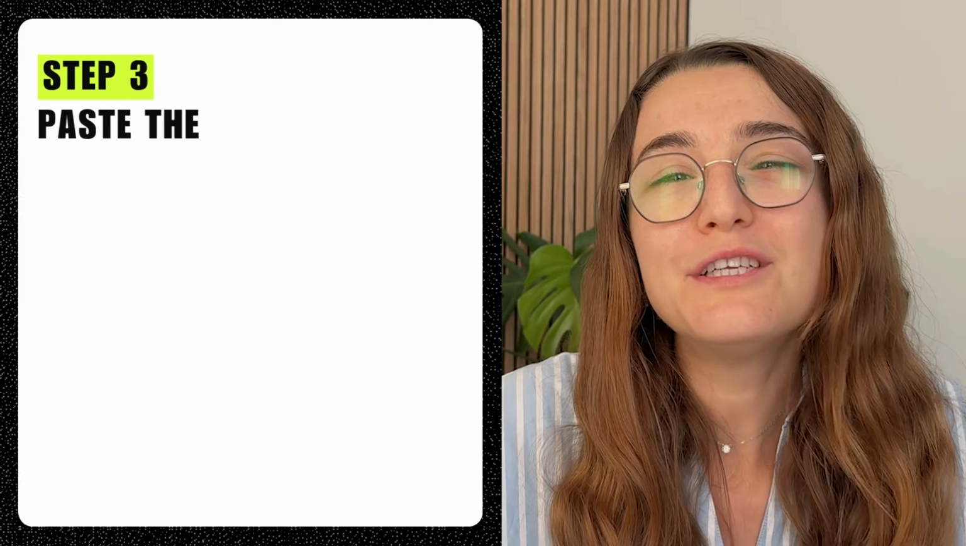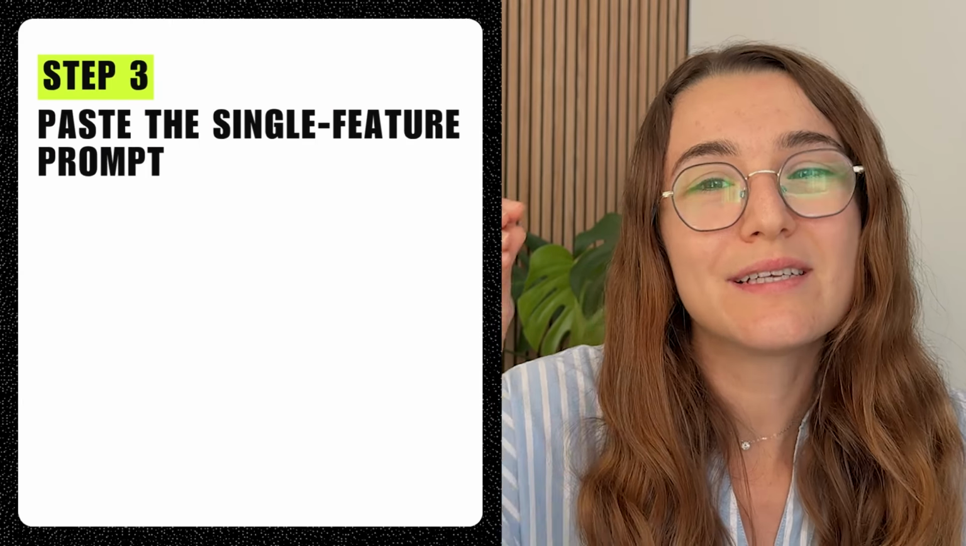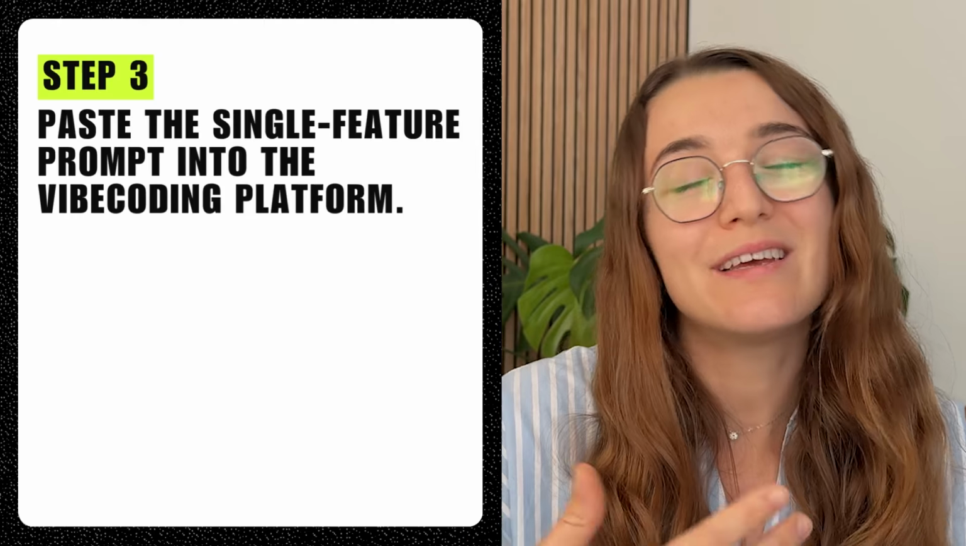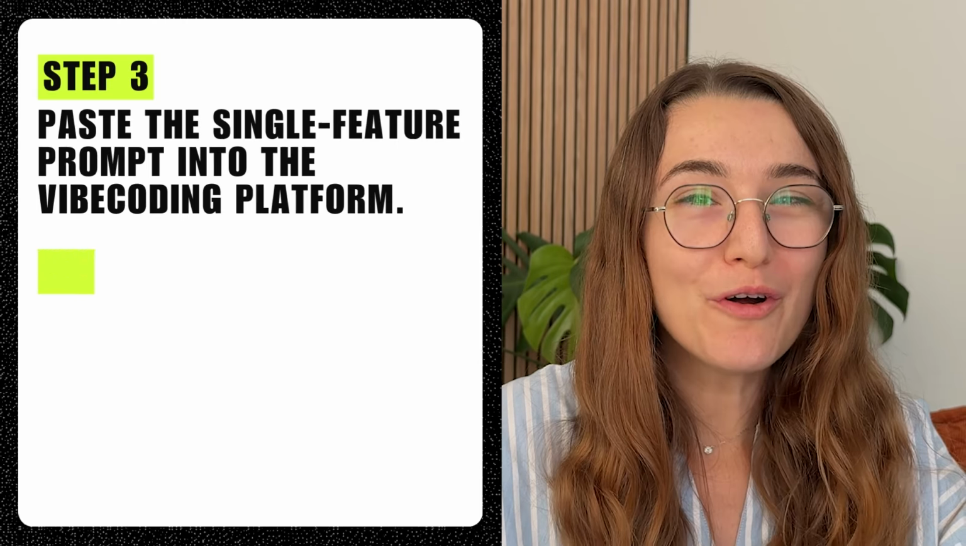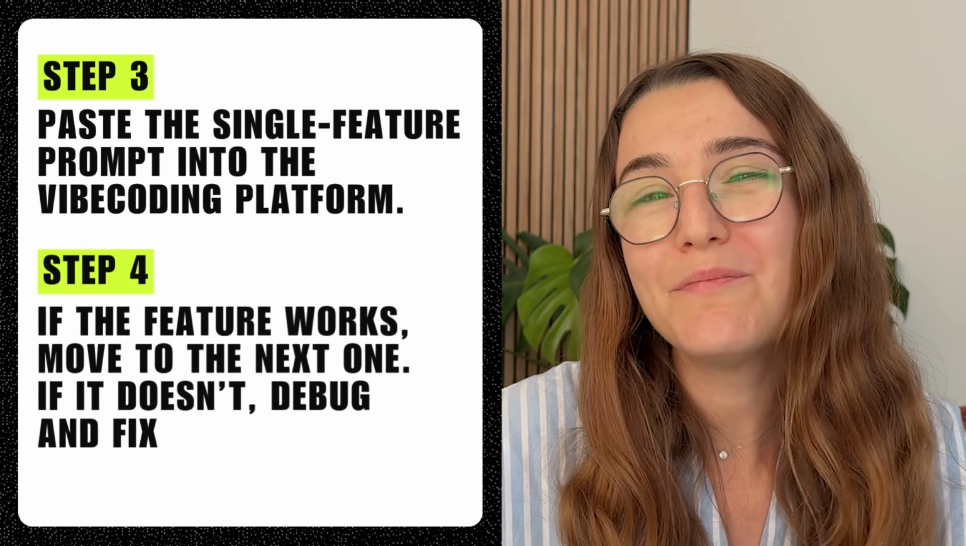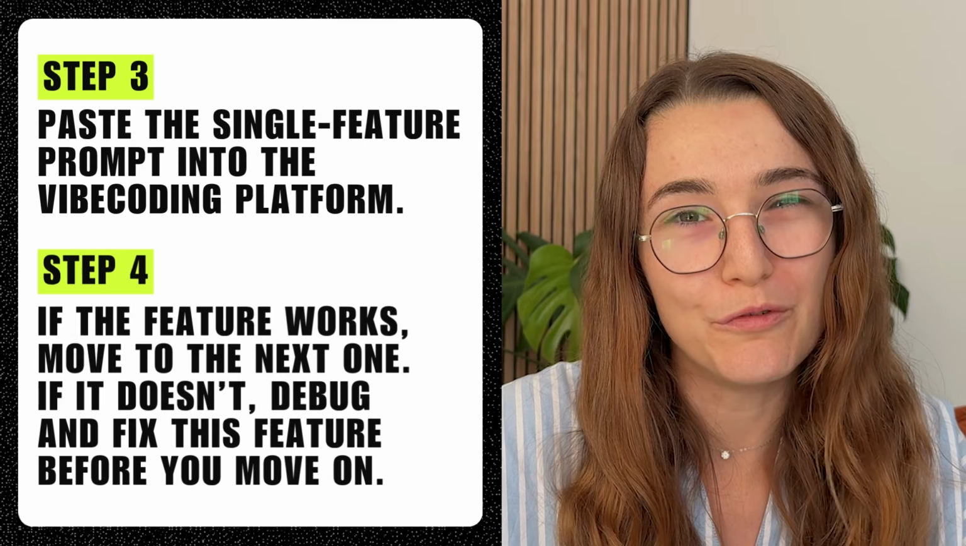Step 3, for each feature, paste the single feature prompt into the VibeCoding platform, run it, and test the results. Step 4, if this feature works, great, you can move on. But if it's not, debug and fix the feature before you move on. You can also document the prompts you've already sent to the VibeCoding platform, so if you leave the project and come back later, you will have everything recorded.